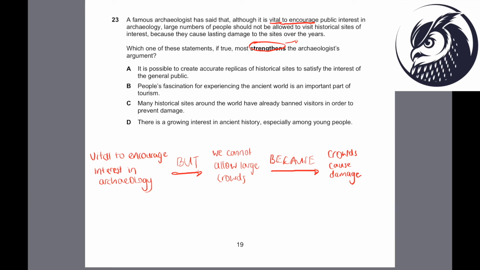So let's look at option A. It says, it is possible to create accurate replicas of historical sites to satisfy the interest of the general public. So option A actually acknowledges already that we need to encourage interest because it mentions how we need to satisfy the interest of the public. So it acknowledges this part of the person's argument, right? And it also kind of provides a solution to the large crowd. It says, instead of having everyone crowding around the actual historical site, we can create replicas. So it provides a solution here.